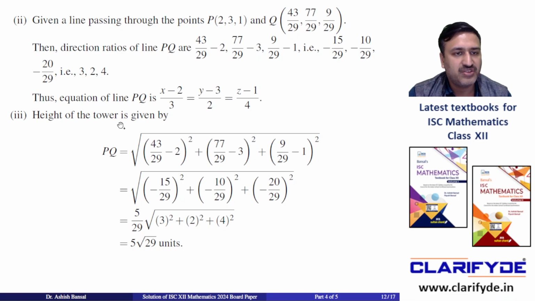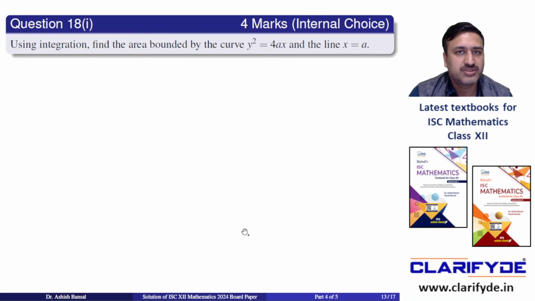Third part is the height of the tower. We know the coordinates of P and Q. We can find the distance between them to get the required height of the tower as 5 root 29 units. So the distance formula can be used.